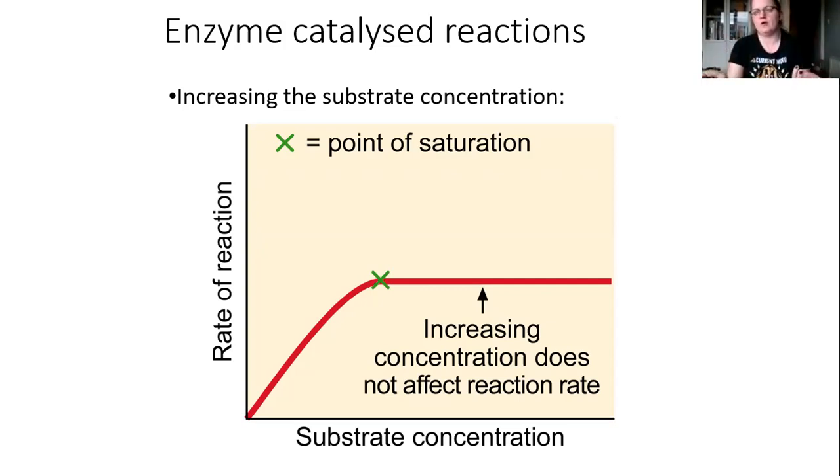So let's say we were breaking down starch in a beaker to produce glucose. We can just keep adding in all our substrate, but the rate of reaction will only increase to a certain point. We have this point of saturation. What often happens is you'll get exam questions that say, suggest why increasing the concentration of the substrate does not increase the rate of reaction past the point of saturation.